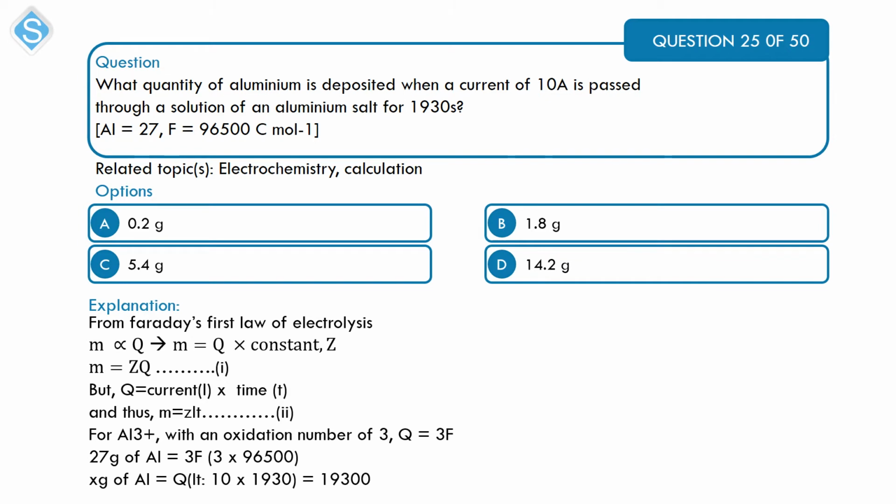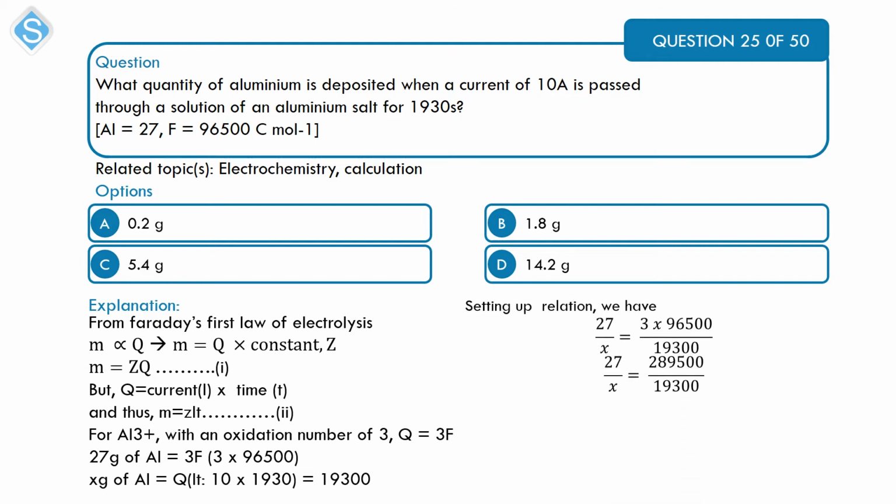Now, what quantity of aluminium is deposited? Let that quantity be X. So we say X grams of aluminium is deposited with Q equals It, where I is the current you are given, 10 ampere, and this is the time under which the whole process ran. So you have 10 times 1930, and this is 19,300. So 27 grams of aluminium would require 3 Faraday of electricity, while 19,300 coulombs of electricity will produce X grams. So we're looking for that X here.